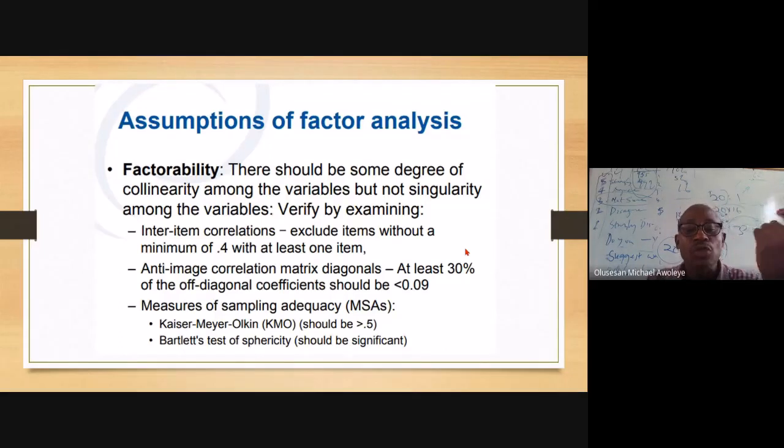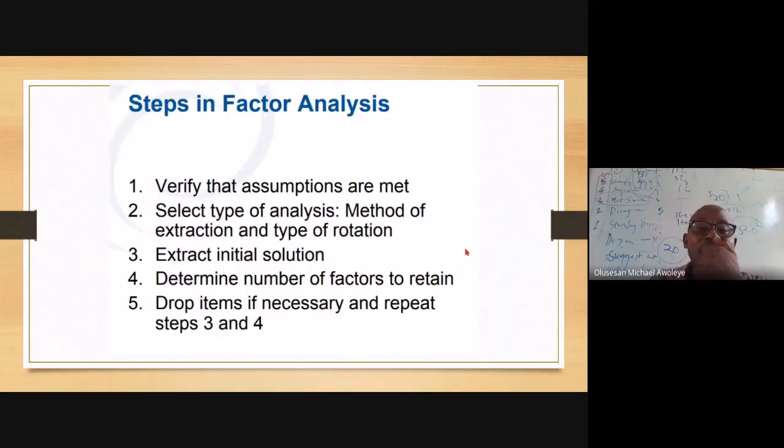All right. So that is that. Then steps in factor analysis. Number one, you must verify that your assumptions are met. Then select the type of analysis you want to use, and then the method of extraction. Is it EFA, exploratory factor analysis, or confirmatory factor analysis? And then your method of rotation, is it going to be varimax, orthogonal? We're going to see all of that.